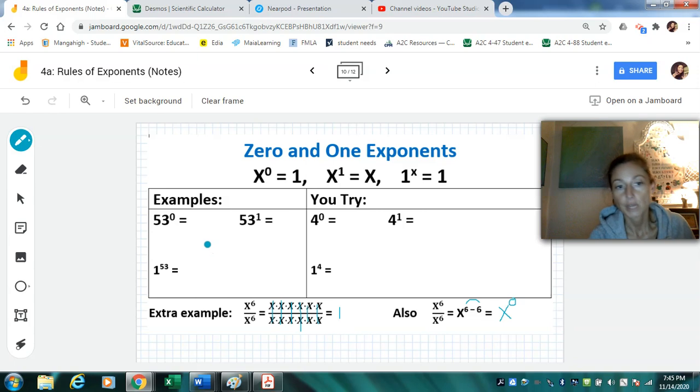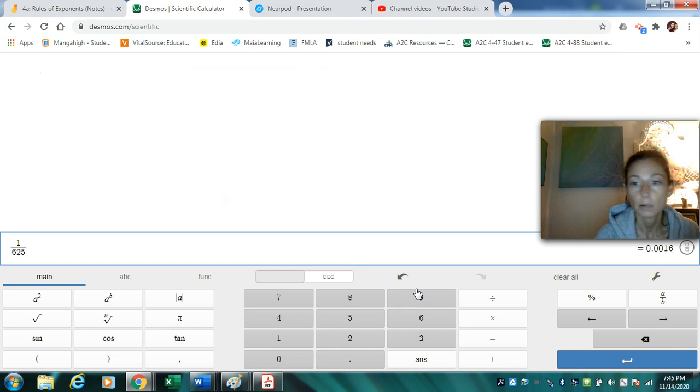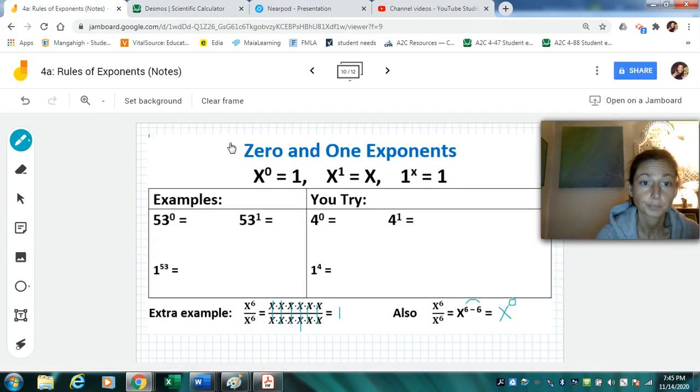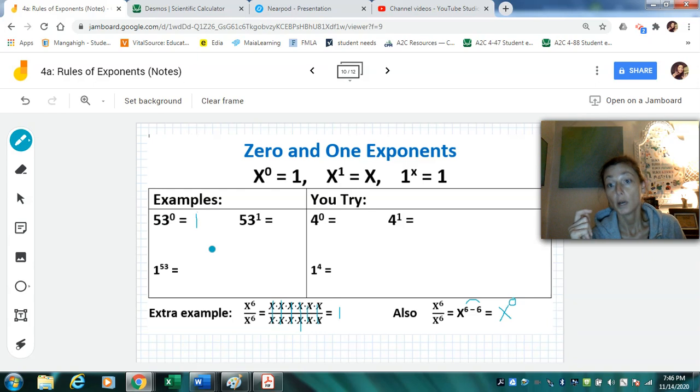And so we can try that with really any number. So I chose 53 here. If I take 53 to the 0 power, I get 1, as we see right here. So anything to the 0 power will always give you 1.